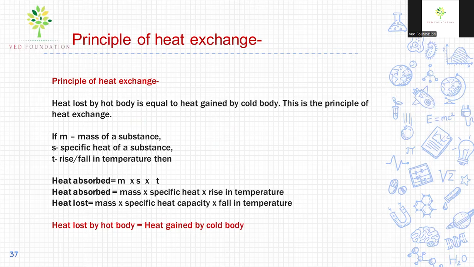Heat lost by hot body is equal to heat gained by cold body, and this is the principle of heat exchange. Heat lost by hot body equal to heat gained by cold body. And heat absorbed or heat lost is calculated by the formula MST. M stands for mass, S for specific heat, and T for rise in temperature. And heat loss is equal to mass into specific heat capacity into fall in temperature. So principle of heat exchange is heat lost by hot body is equal to heat gained by cold body.